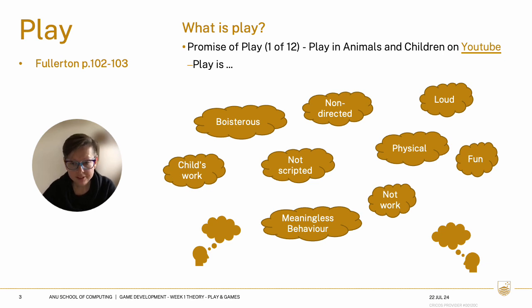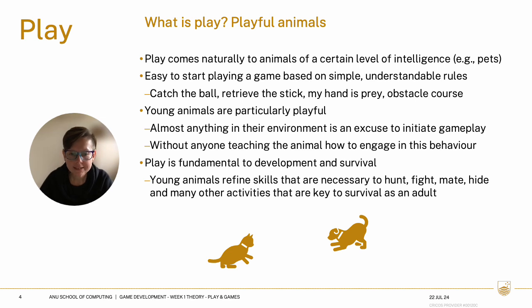Play can be boisterous, non-directed, loud, physical, fun, not work, child's work, not scripted, meaningless behavior, along with many other things. Many different animals have playful behavior because play comes naturally to animals of a certain level of intelligence, such as our pets. So it's easy to start playing a game based on simple, understandable rules with these animals. Things like catch the ball, retrieve the stick, my hand is prey, an obstacle course.